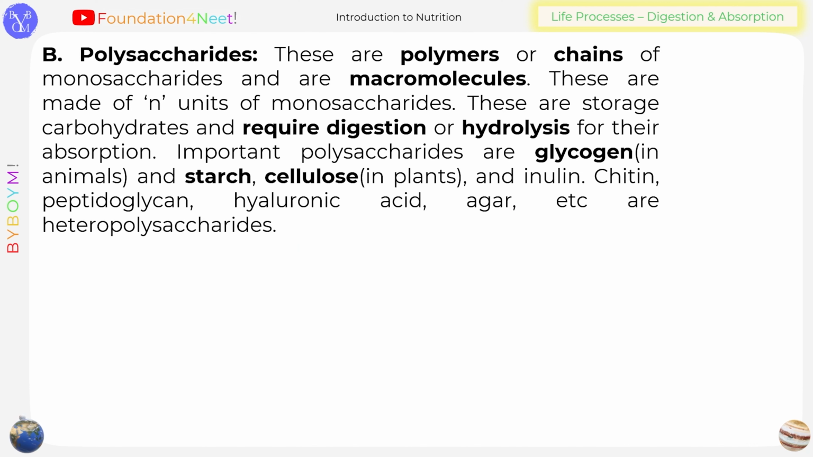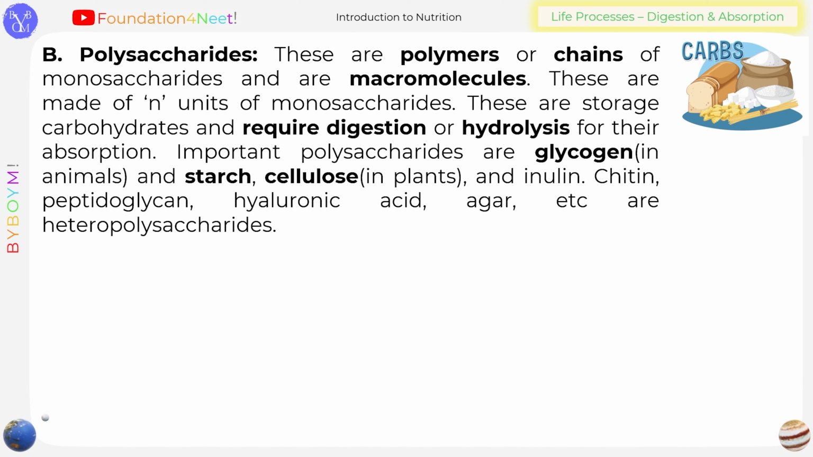Polysaccharides are polymers. They are made up of many units of monosaccharides joined together to form an oligosaccharide or polysaccharide. Several units, then oligosaccharide. If many units are there, then you will call it a polysaccharide. They are also called macromolecules because they are made up of n units of monosaccharides.